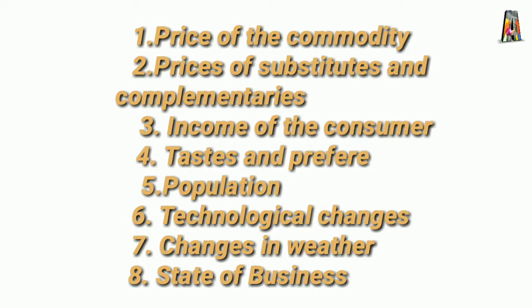First one is price of the commodity, second one is price of substitutes and complementaries, third one is income of the consumer, fourth one is taste and preference, fifth one is population, sixth one is technological changes, seventh one is changes in weather, eighth one is state of business.